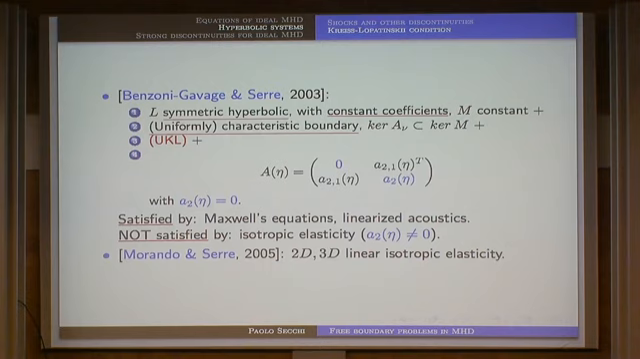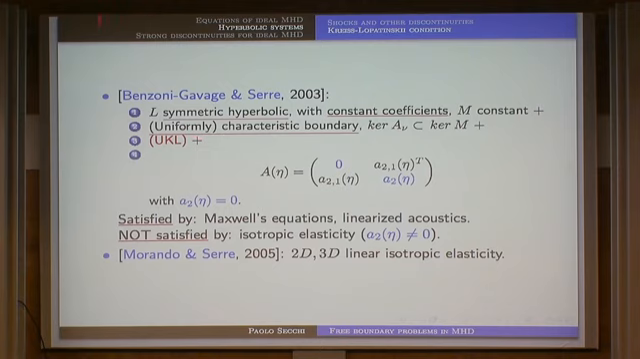An improvement may be found in the book by Sylvie Benzoni-Gavage and Denis Serre. Again, we have a symmetric hyperbolic operator, in this case with constant coefficients. M is also constant. The boundary is still uniformly characteristic, of course, because the coefficients are constant, so everything is the same in all the space. They add this reflexivity condition here.